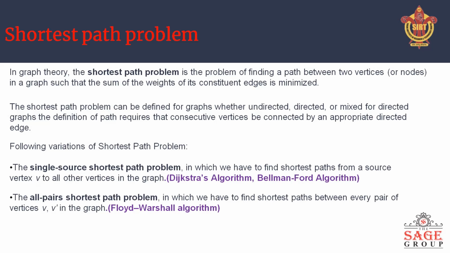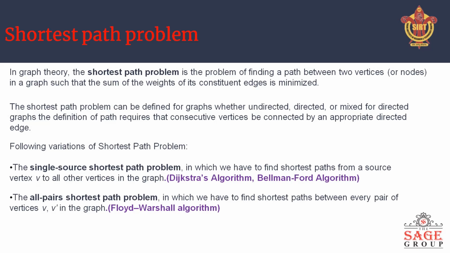We have some variations of the shortest path problem. The first one is the single source shortest path problem. In this, we have only a single source, and we have to find the shortest path from the source vertex to all of the vertices in the graph. The solution of this problem is given by two algorithms: the first is Dijkstra's algorithm and the other is the Bellman-Ford algorithm.